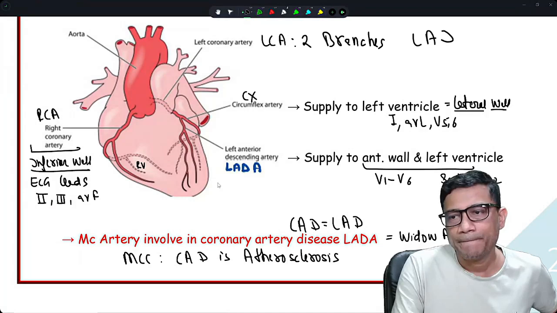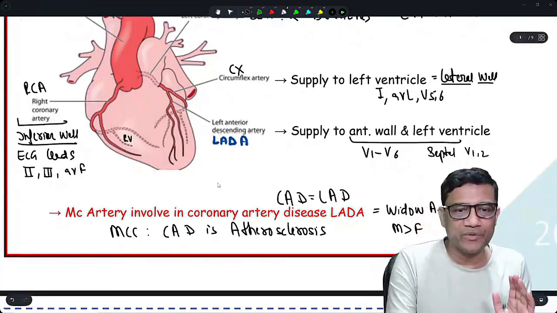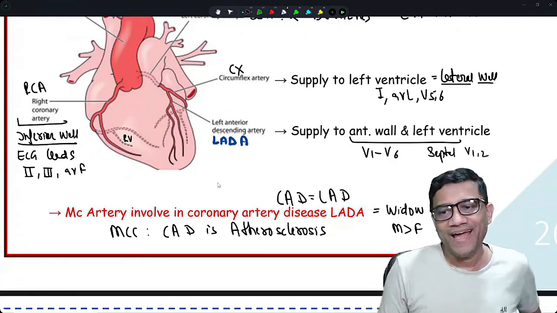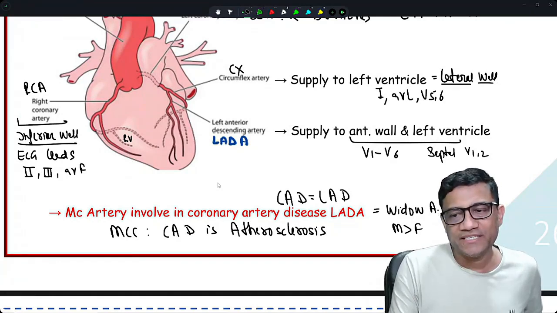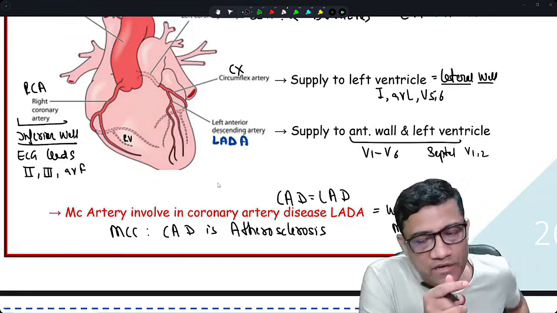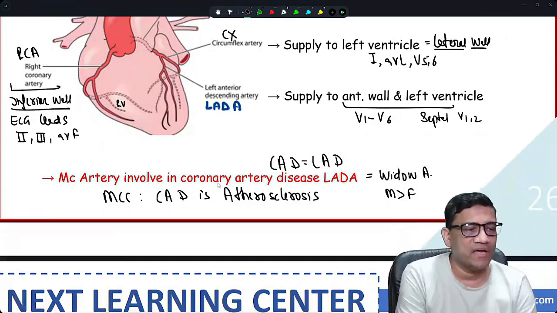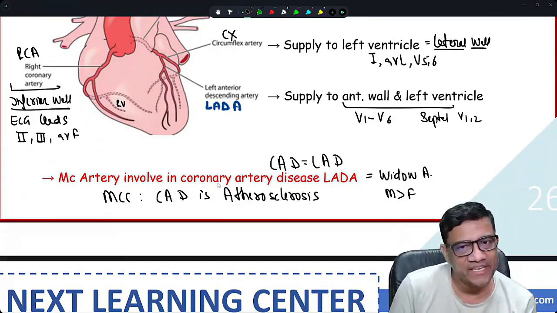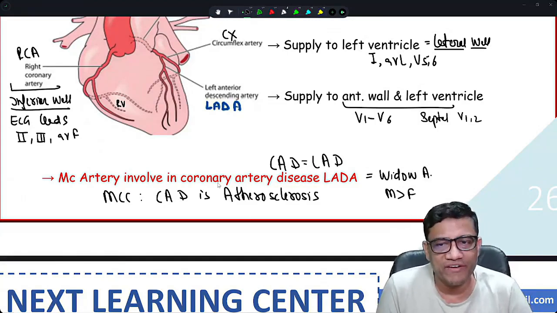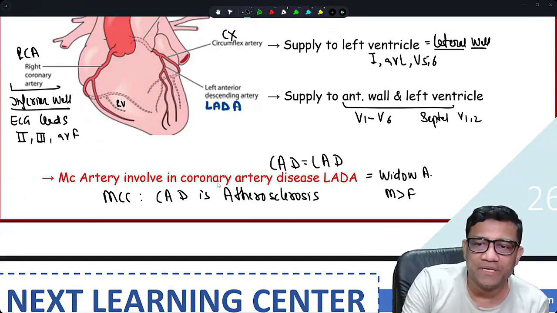LAD and CX. What is CX? Circumflex. It supplies the left ventricle, you can see. And the left ventricle is the lateral wall of the heart because it is on the left side. And which ECG leads does it have? It has the leads AVL, 1, V5, V6. So lead 1, AVL, V5, V6. They are the lateral wall. Then comes the LAD. What is LAD? LAD is our left anterior descending artery. It supplies the anterior wall and part of the left ventricle, and it is basically V1 to V6. That is the entire LAD. Septal is V1, V2.